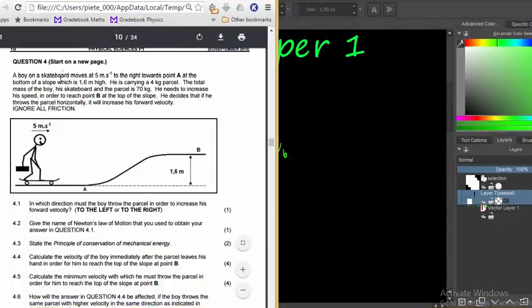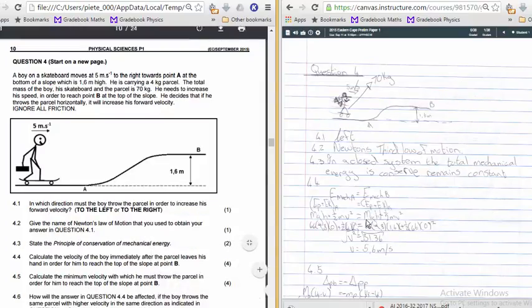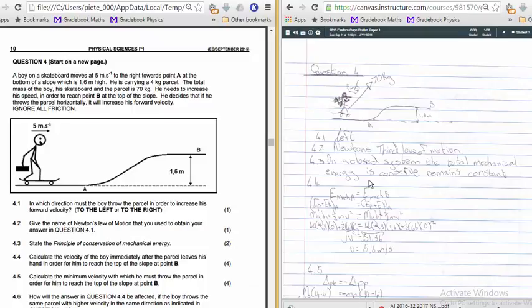We have both traveling at 5 meters per second. He is carrying a parcel. Okay, wait, I'm making a mistake. This is 100% correct what he's doing here. I'm realizing now that we want to reach point B.